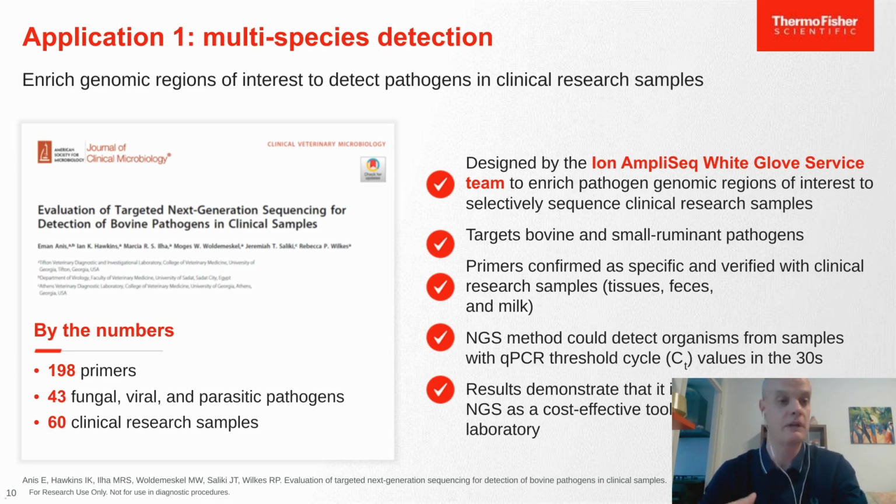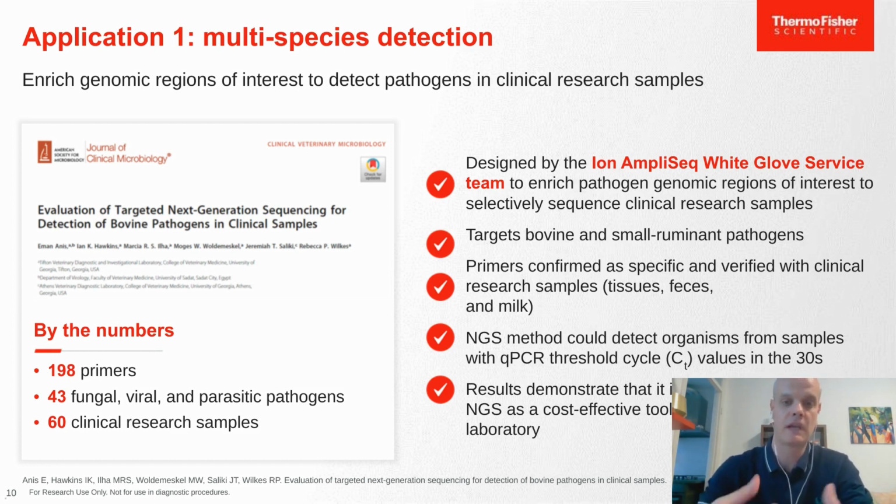So you can go ahead directly from the sample. In this case, it's just the bovine reference genome. It could be human, it could be anything else. It's just to give you a general example. As you can see, this NGS method detected these organisms even when qPCR thresholds were in the 30s, so very low copies. The bottom line is that the results demonstrate that it is definitely possible to incorporate NGS in a cost-effective way in a research laboratory for pathogen detection. It could be veterinary, or some other field of your interest.